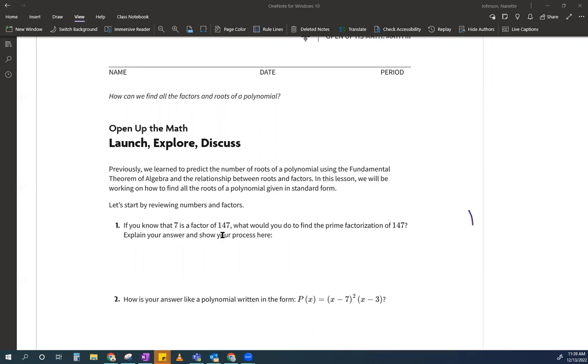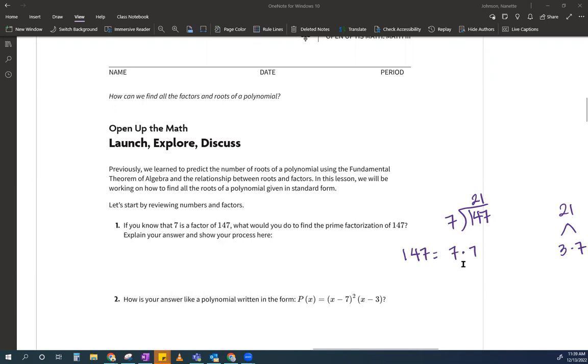And you guys are like, oh, Ms. Johnson, that's just 21. Okay. Then I could just factor this 21 to find the rest of its prime factors. And you're like, yeah. So I go 21 and I'm like, oh, that's just 3 times 7. So the prime factorization of 147 is going to be 7 times 7 times 3.